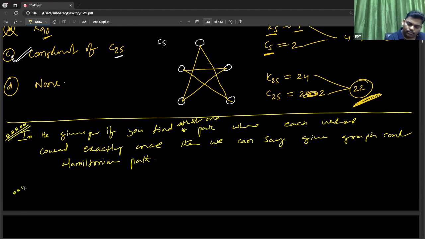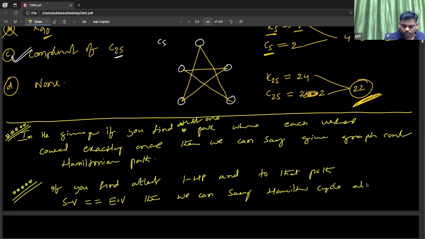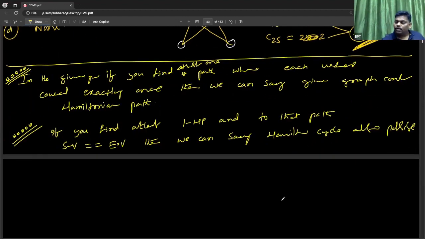Next, see one more point. If you find at least one Hamiltonian path and in that path the starting vertex is equal to the ending vertex, then we can say a Hamiltonian cycle is also possible.